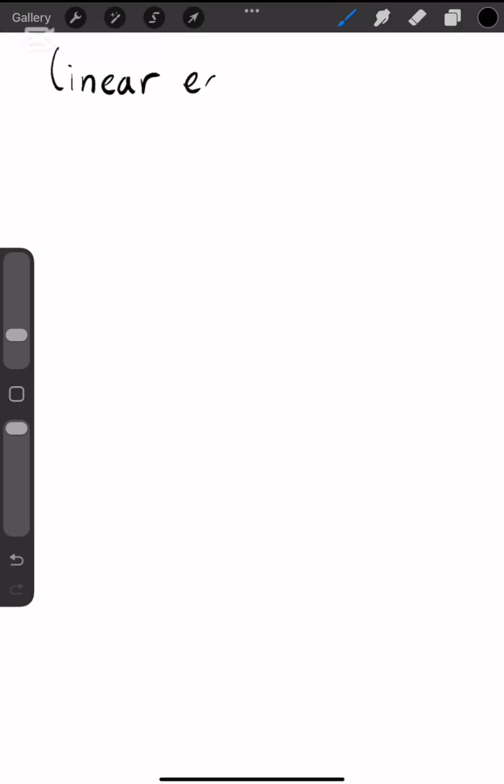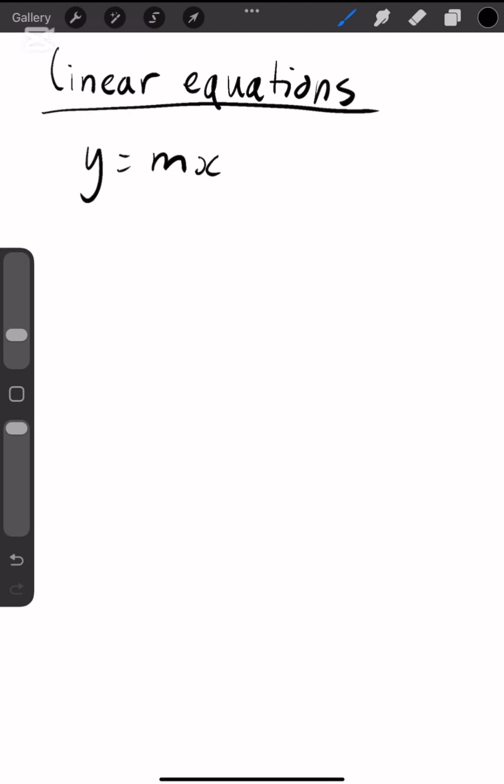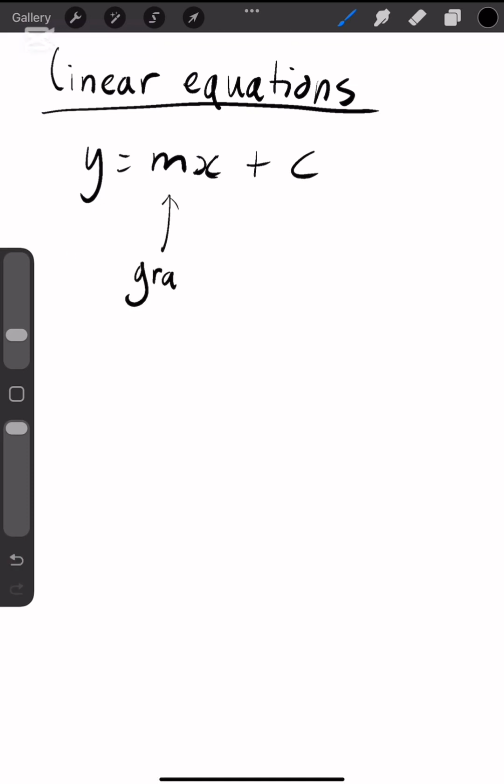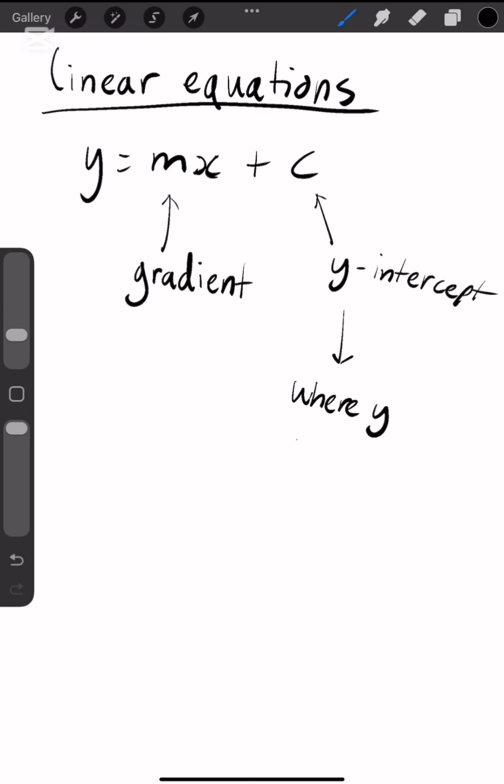Okay, so here we'll be discussing linear equations and the theory behind them. So of course we have our equation, y equals mx plus c, where m stands for the gradient, and c stands for your y-intercept. This is essentially where the line cuts the y-axis.